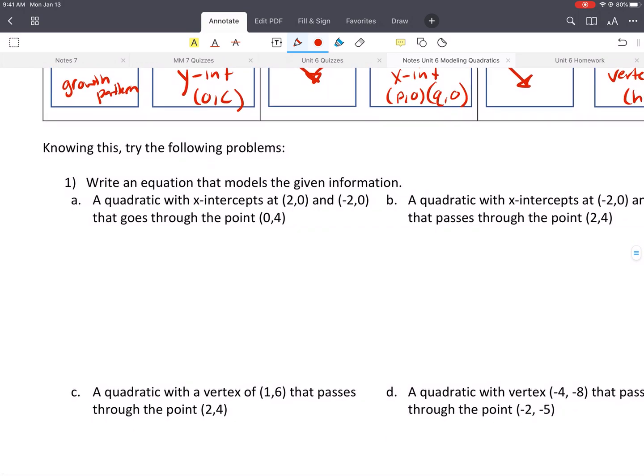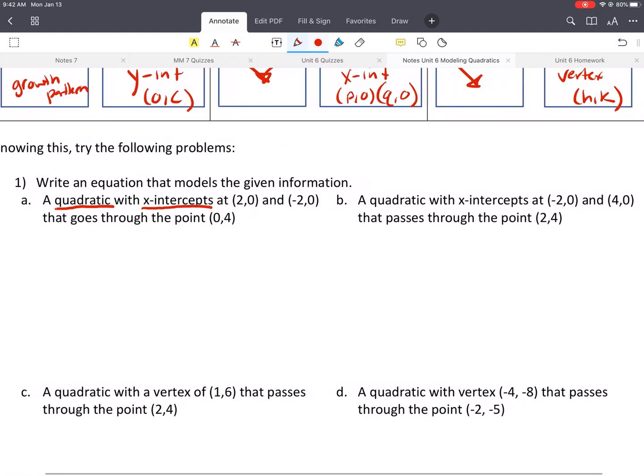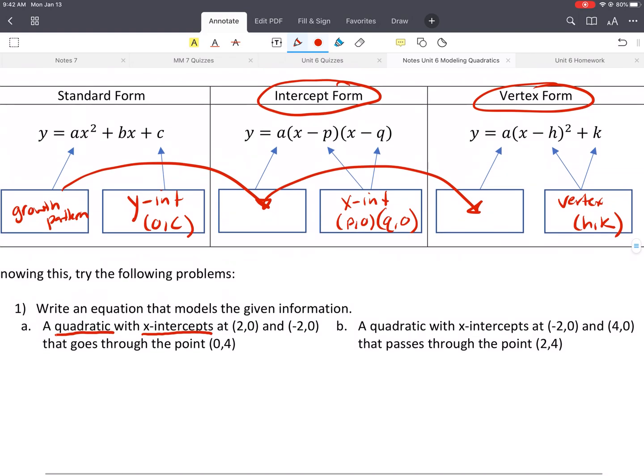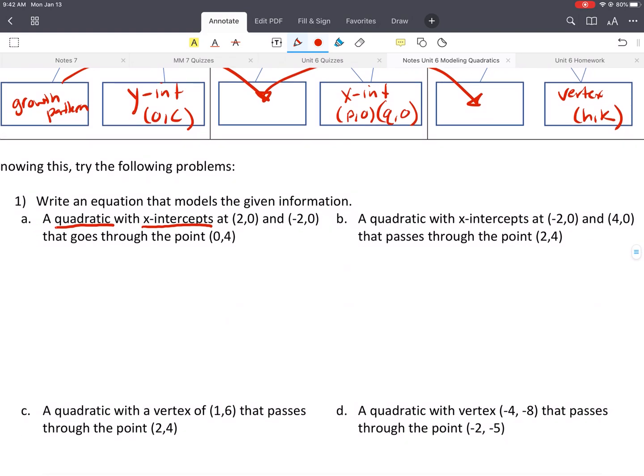So here's an example. It says write an equation that models the given information. So it's basically the same as what they said for linear equations, but now it says a quadratic instead of a line. It says a quadratic with x-intercepts 2, 0, and -2, 0, that goes through a point 0, 4. Okay, so since they give us the key feature of x-intercepts, you can probably guess you're going to want to use intercept form. If they gave you the vertex, then we'd want to use vertex form.